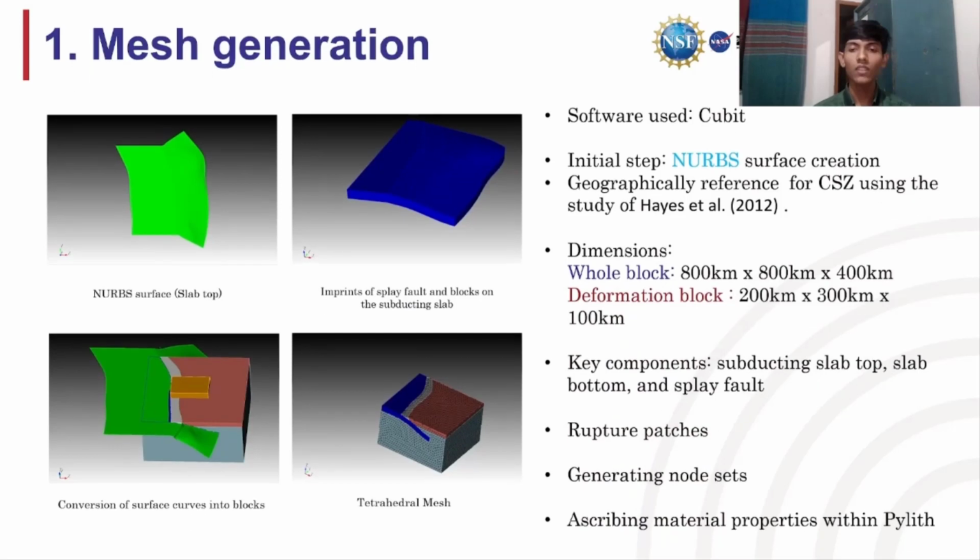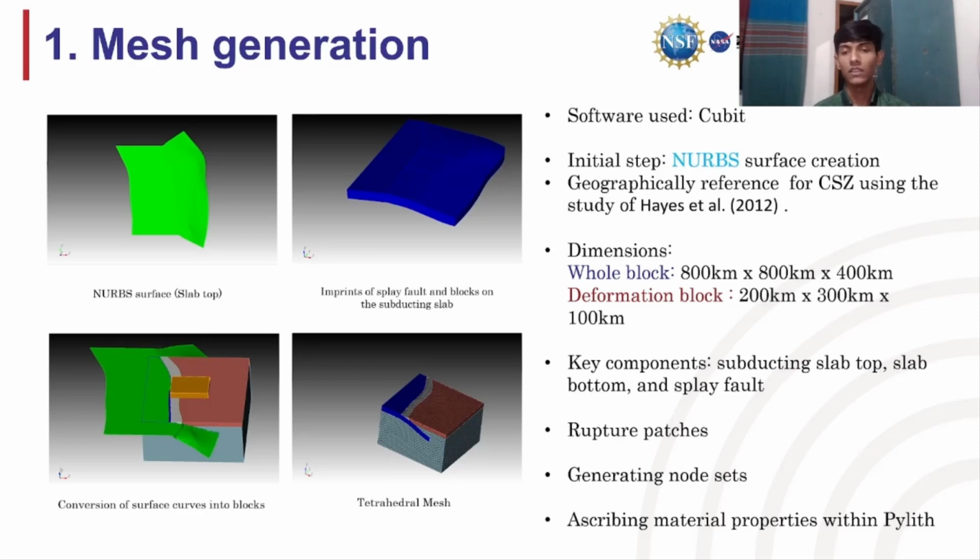For the mesh generation, we used a software called Cubit, where we created a fault surface using three-dimensional Cartesian coordinate vertices inside Cubit, which were geographically referenced for the Cascadia subduction zone by the study of Ichet et al. Then we generated our whole mesh block.